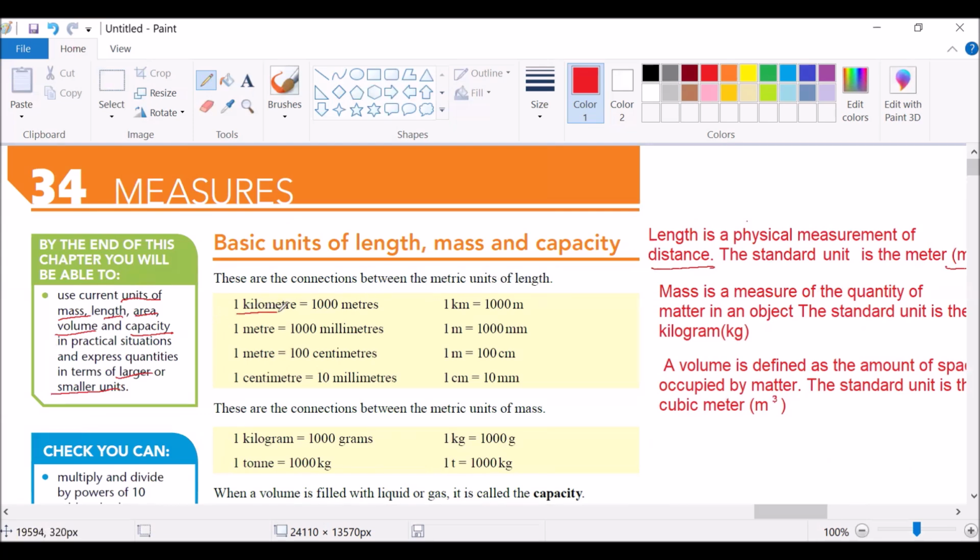1 kilometer is equal to 1,000 meters. 1 meter is equal to 1,000 millimeters. For centimeters, we have 1 meter being equal to 100 centimeters. 1 centimeter is equal to 10 millimeters. In symbol form, we have it there. So we can use these conversions to change from meter to kilometer to millimeter to centimeter.